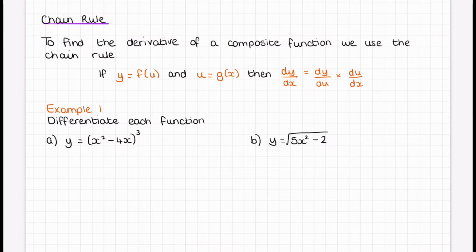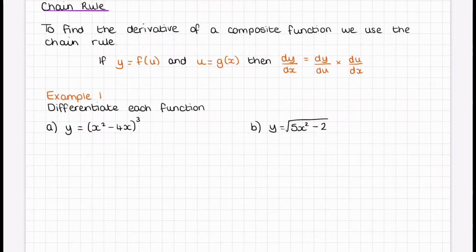So first example, differentiate each function. We've got y equals (x squared minus 4x) all to the power of 3. First step when doing these is we're going to rewrite it as two separate functions. We split our composite function back up into two separate ones. The first function is the inside one, and we're going to call this u. So u equals x squared minus 4x, the inside part. Then y equals u cubed, the outside part.